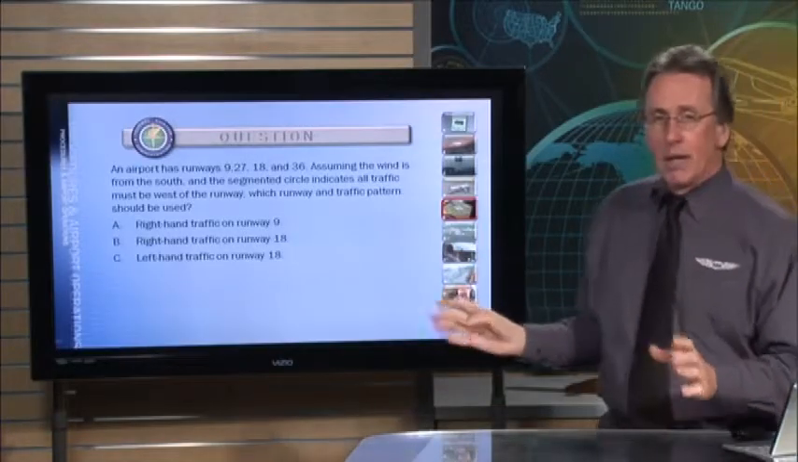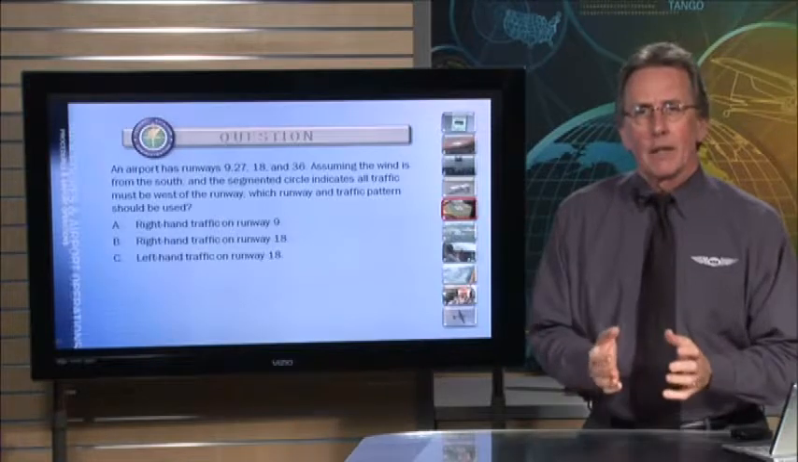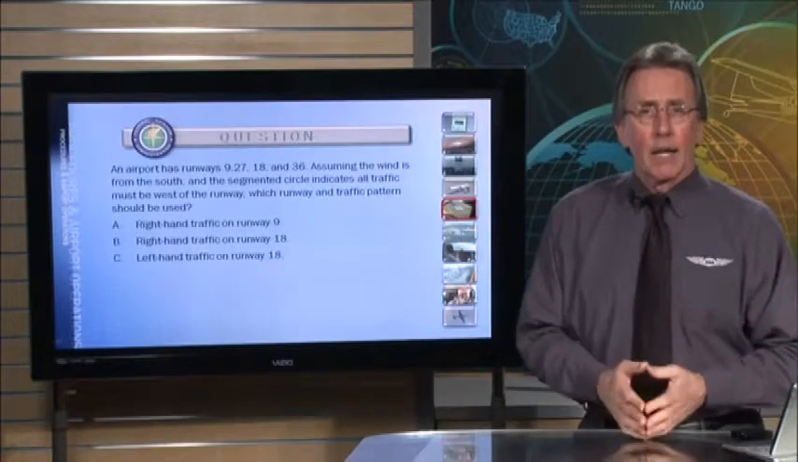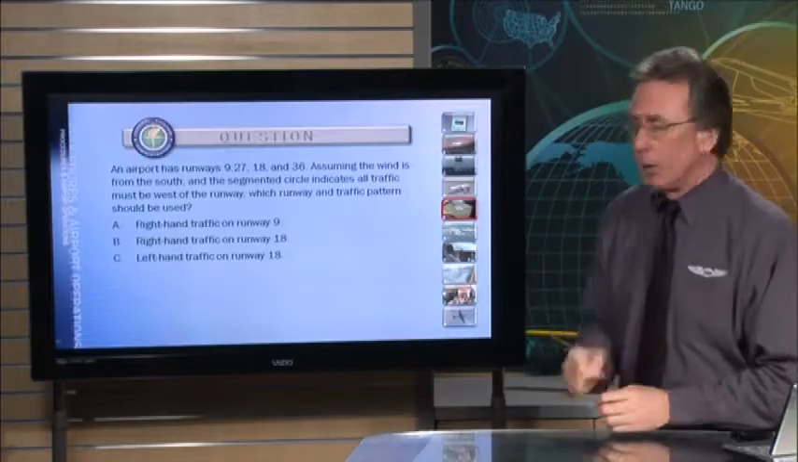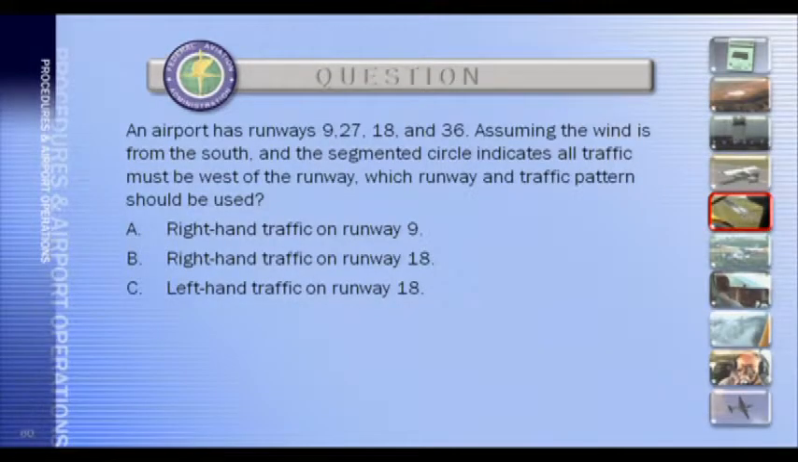Well, welcome back. Let's tackle a question now on traffic patterns. Now, this particular question is going to require you to visualize runway patterns and layouts and permitted turns. So let's have a look. An airport has runways 9, 27, 18, and 36. Now, assuming the wind is from the south and the segmented circle indicates all traffic must be west of the runway, which runway and traffic pattern should be used? A, B, or C? Only one correct answer.